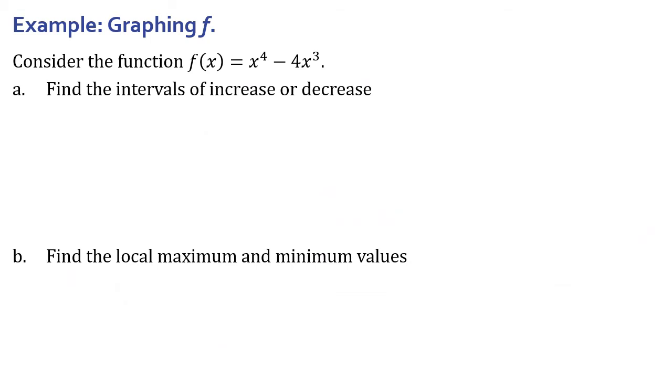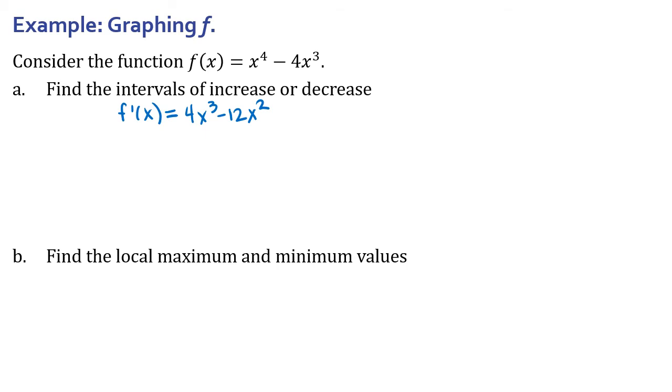All right, so let's pull this all together by looking at the function f of x equals x to the 4th minus 4x cubed. First, find the intervals where this function is increasing or decreasing. We know it's increasing where the first derivative is positive and decreasing where the first derivative is negative. So first, let's find that first derivative. The first derivative is 4x cubed minus 12x squared.